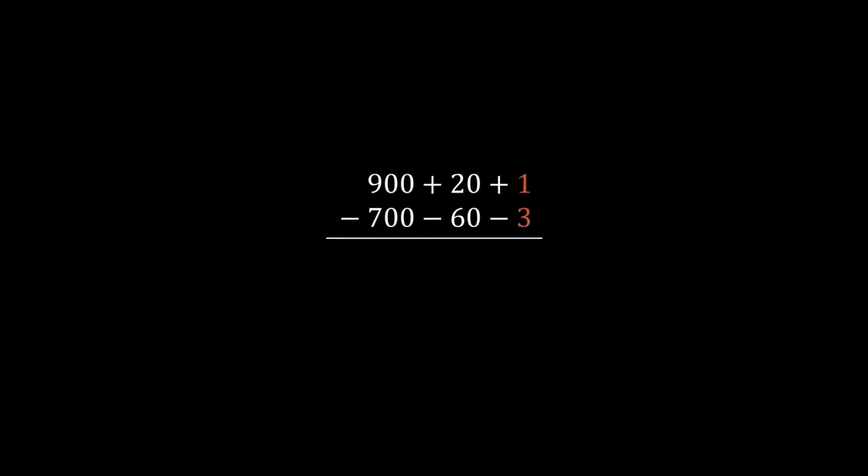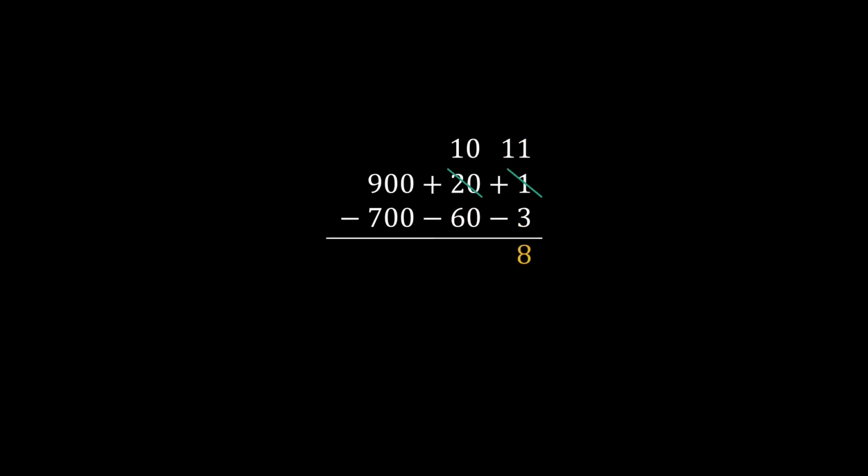So now we'll do 1 minus 3. Now 1 is smaller than 3, and we can't have a negative number in the ones place. So what can we do? Well, how about the 1 just borrows 10 from the tens place and then just adds it to itself? That makes it 11. So now we can do 11 minus 3, which is 8. And now we have the ones column.